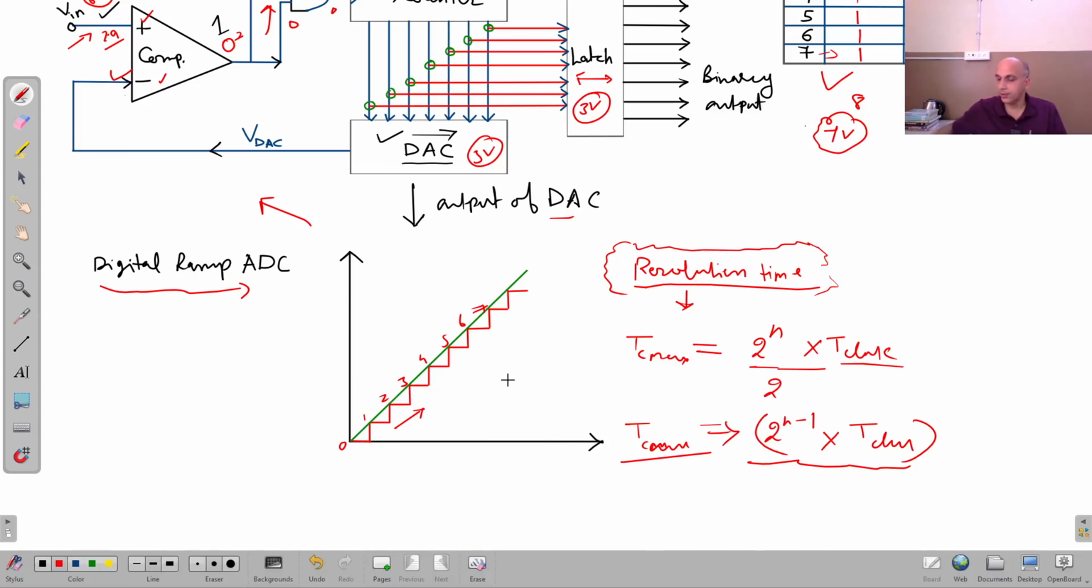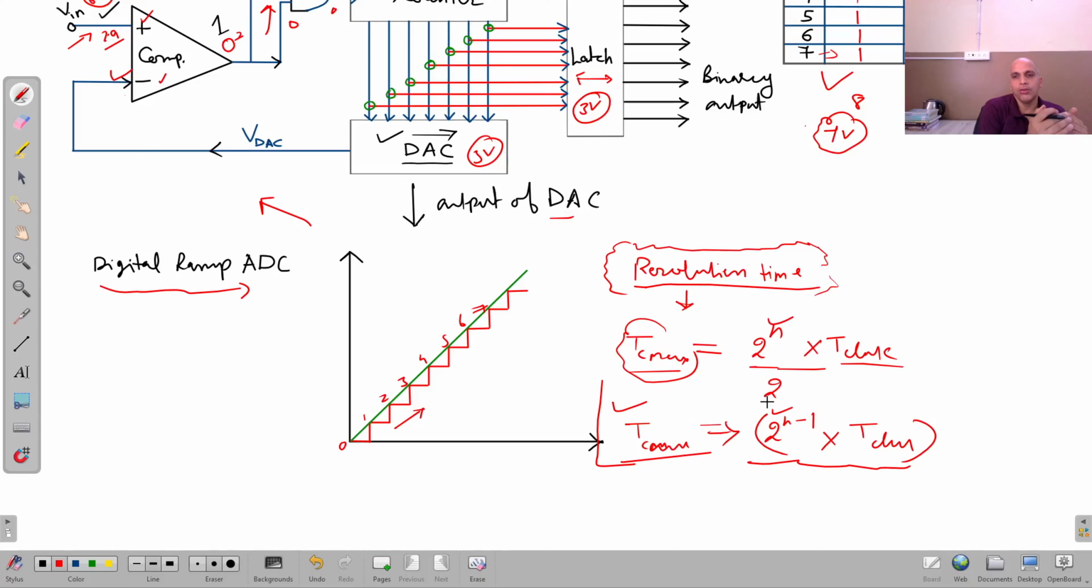So you can see here that the maximum time that is required for the conversion is 2 raised to power n into T clock, and the average time is 2 raised to power n minus 1 into T clock, right. So if I want more resolution, because the resolution of the counter depends upon this time, if I am increasing the number of bits in the stream, then the time that is required will also increase. So there is always a trade-off between the number of bits required and the resolution time, right.